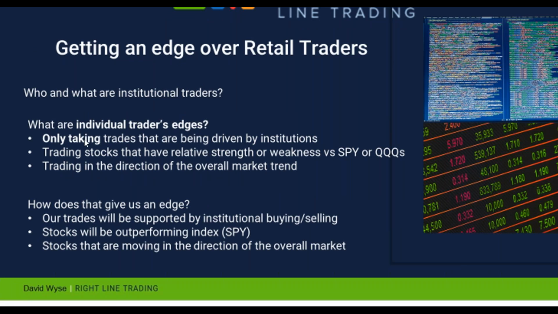So what's our edge? We only take trades that are being driven by institutions. We trade stocks that have relative strength and relative weakness that I mentioned. That's not RSI. And trading in the direction of the overall market trend. It gives us an edge, obviously. Our trades will be supported by institutional buying and selling. They'll be outperforming the index, and they're moving in the direction of the overall market. If you follow these guidelines for your trades, you're going to be head and shoulders above about 98% of other retail traders in the world.